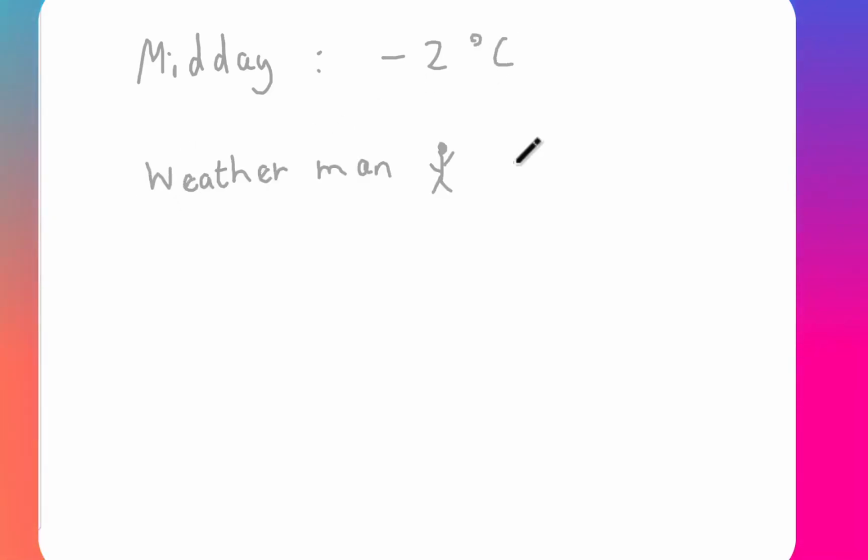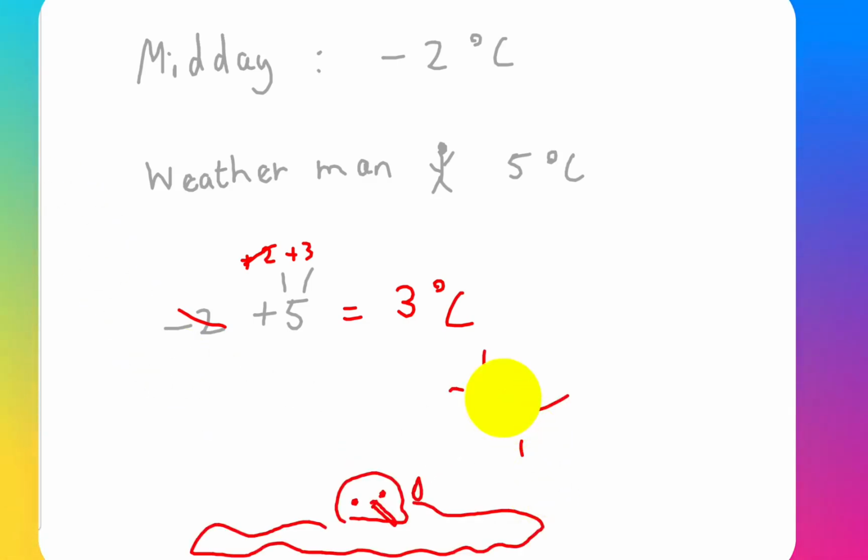Okay, so at midday, we had -2 degrees Celsius. The weatherman then said that it got 5 degrees warmer. So let's do that. We're going to say -2 plus 5. I like to make a number bond to cancel them out. I say 2 plus 3, and I cancel my -2 with a +2, and I'm left with 3 degrees Celsius. So poor old Frosty became a puddle.